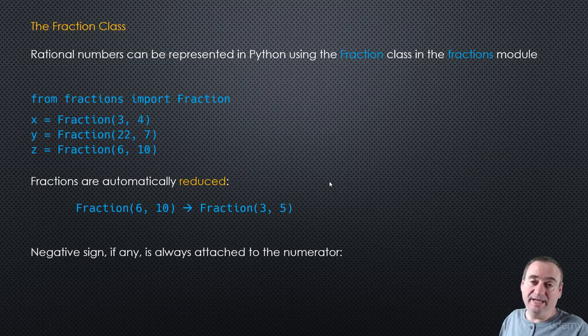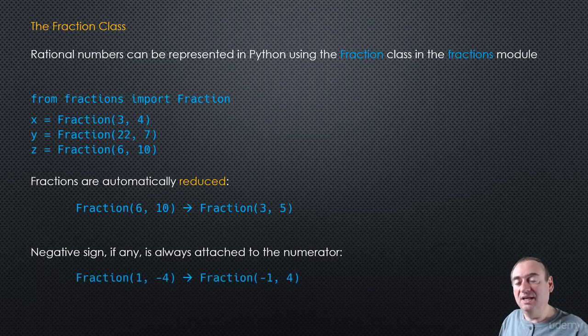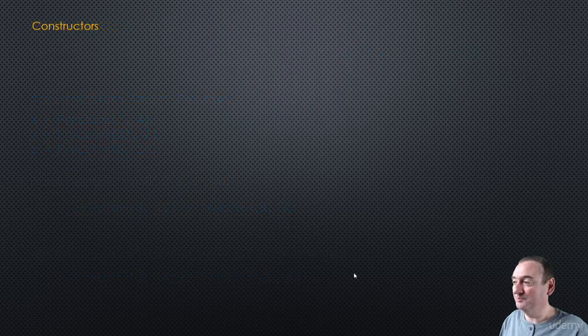Negative signs, well, yes, rational numbers can be negative, and when you look at a fraction, you can really put your negative sign either above or below the line. It doesn't matter. And because it doesn't matter, Python chooses to always put the negative sign with the numerator. So if you were to write fraction 1, -4, you'll end up with a fraction -1, 4. It will switch the negative sign to the numerator. But it means the same thing. They're both the same number.